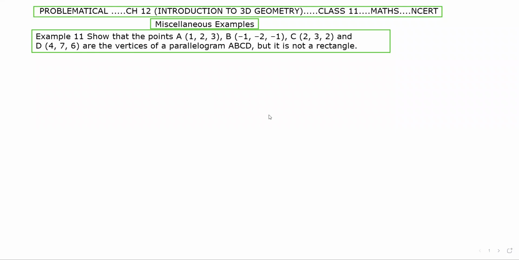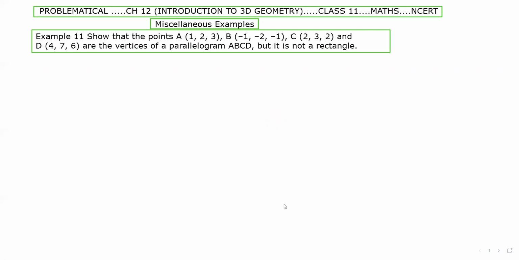Today we'll be discussing miscellaneous examples from chapter 12 in class 11th Maths NCERT. So example 11 states that show that the points A(1, 2, 3), B, C and D are the vertices of the parallelogram ABCD, but it is not a rectangle.